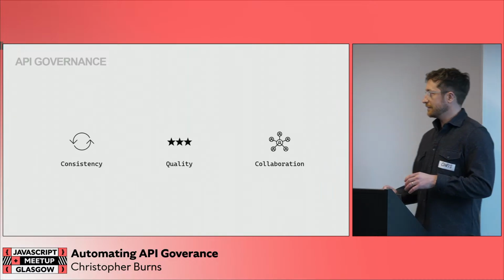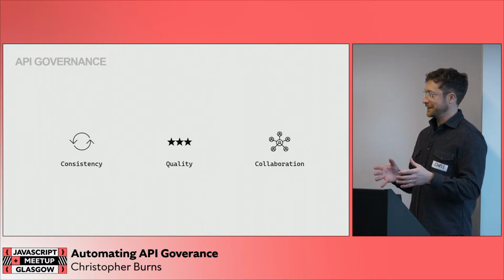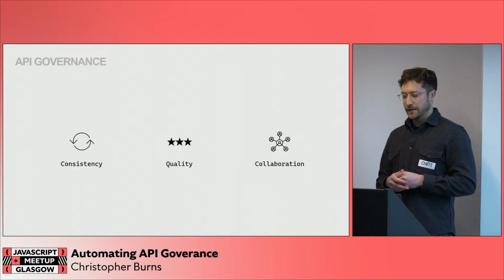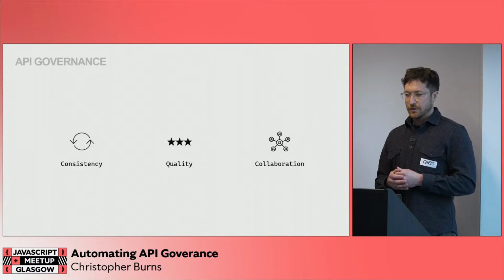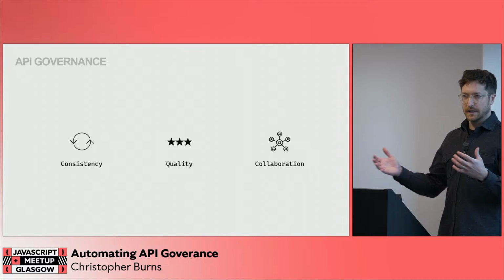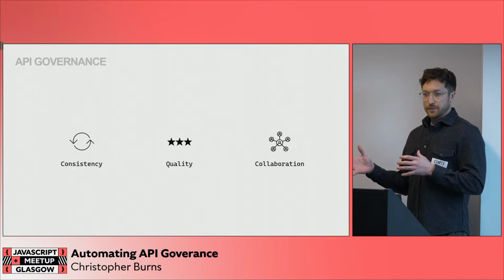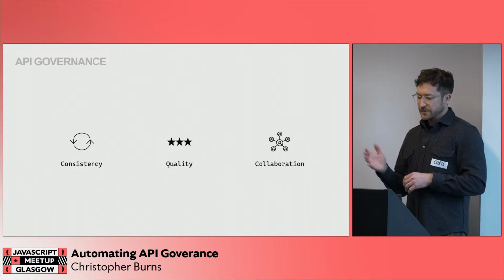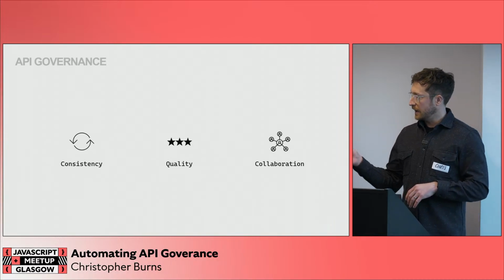The first two sound pretty straightforward, right? Who wouldn't want their APIs to be consistent and of decent quality? But how do you do that in the real world, when quite often you're building APIs in a big organization, you might be working in a team that's geographically dispersed, perhaps you've got multiple teams building multiple APIs as part of a larger suite. So we're going to discuss how to make collaboration on your APIs a bit more straightforward.